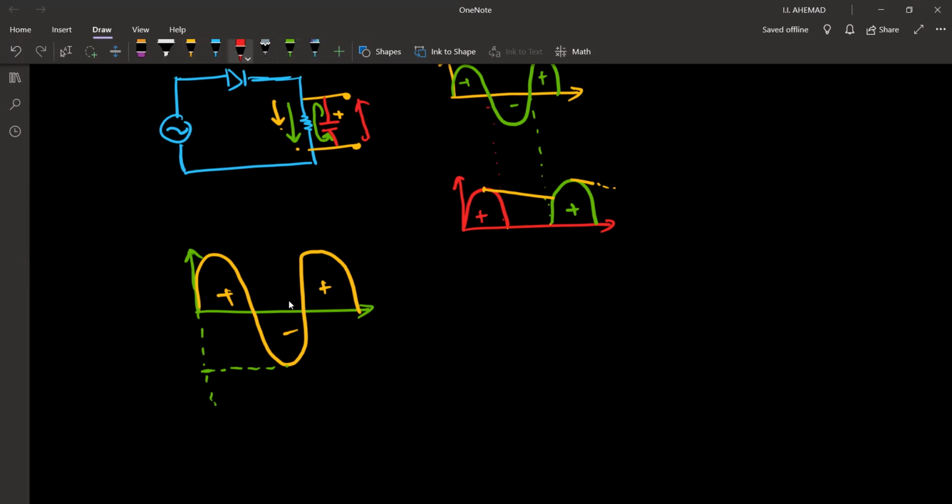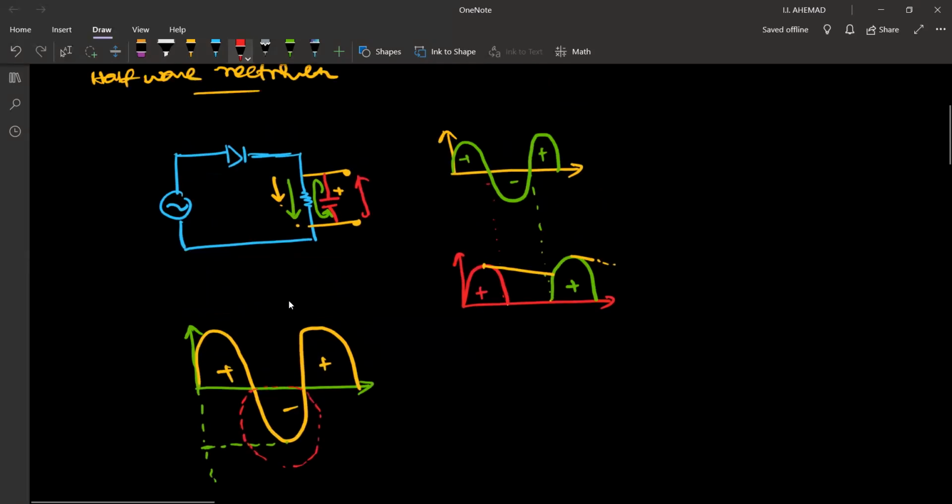Now, what do you think about this negative half cycle? This negative half cycle acts as reverse voltage for this diode. But in the diode, can you remember, when we apply a reverse voltage, there won't be any current, but suddenly the current starts to increase.